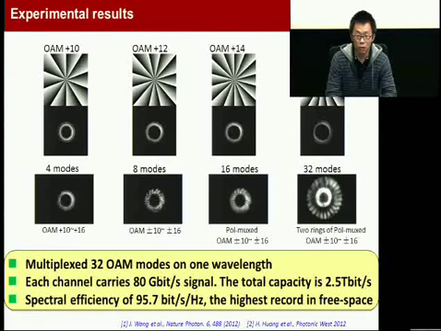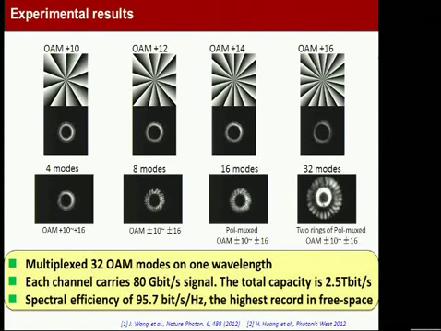And finally, we use the concentric rings to double the number of modes again. So the inner ring and outer ring each carries 16 modes. So we achieve 32 modes multiplexing. To summarize the result, we multiplexed 32 OAM modes on one wavelength, and each channel carries an 80 gigabit per second signal. So the total capacity is 2.5 terabit per second.